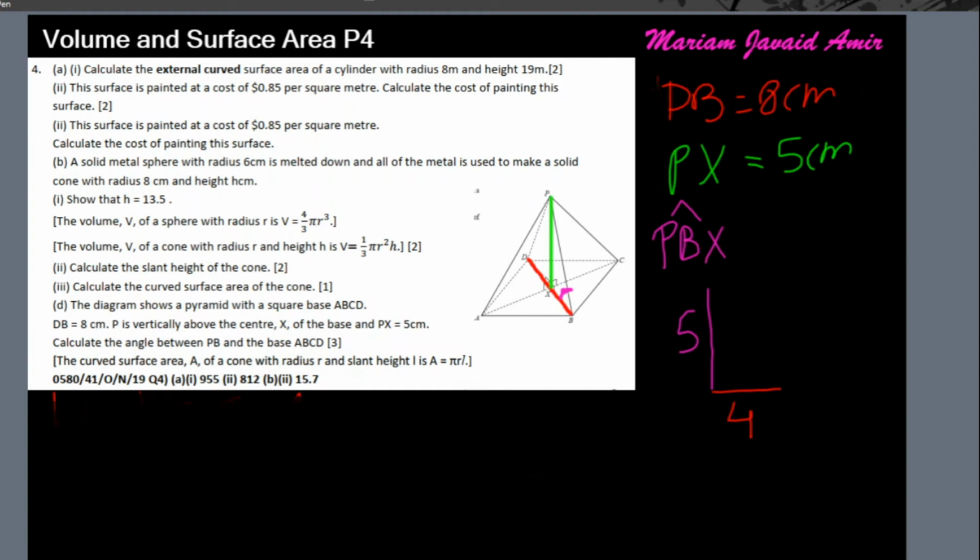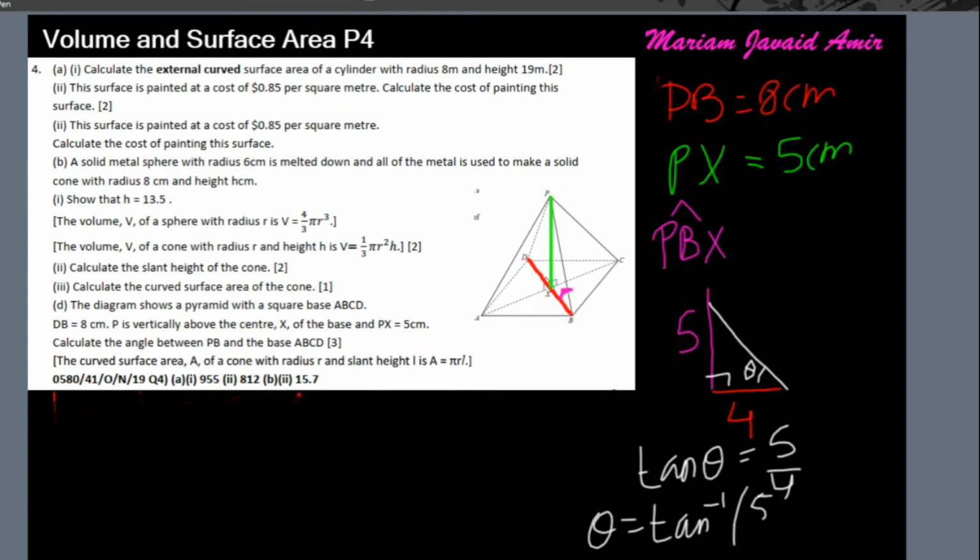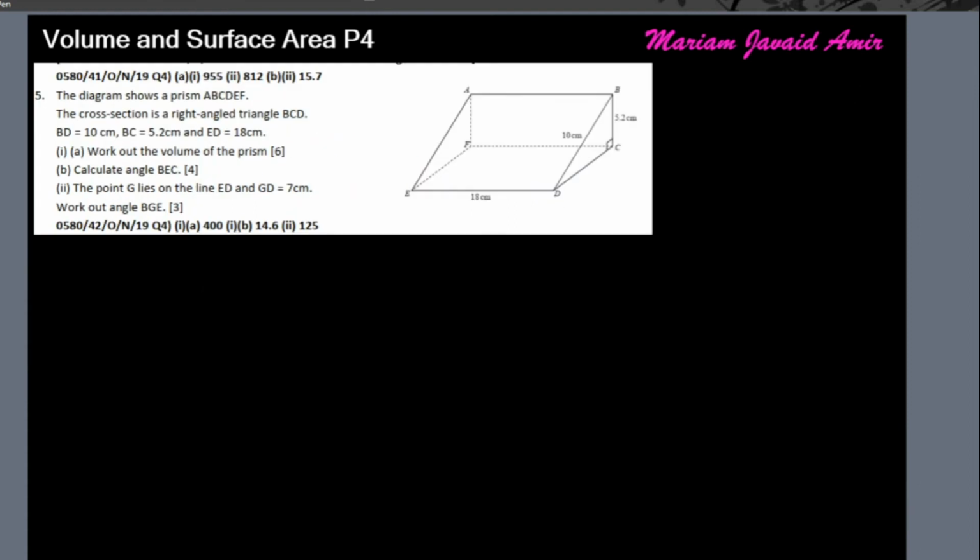To find the angle, I can see a right angle triangle, and I apply tan theta equals perpendicular over base. So theta equals tan inverse of 5 over 4, which gives me 51.3, rounded off answer. Question 5.